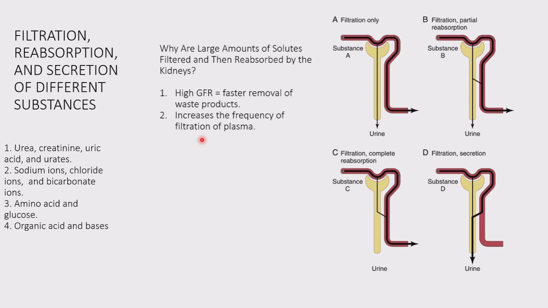Since our plasma is only 3 liters, whereas the GFR is about 180 liters per day, the kidneys can filter the plasma 60 times each day. Thus, a high GFR allows the kidney to control the volume and composition of the body fluids precisely and rapidly. And that's it for the first chapter of Unit 5 of Guyton and Hall Physiology.